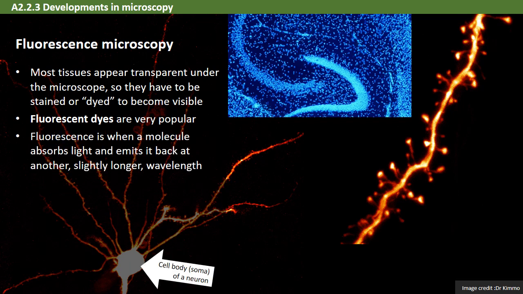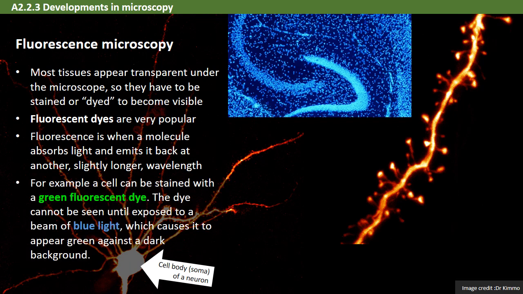Fluorescence is when a molecule absorbs light and emits it back at another slightly longer wavelength. For example, glow-in-the-dark stars that you can attach to your ceiling, that's fluorescence. If a cell is stained with a green fluorescent dye, that dye cannot be seen until it's exposed to a beam of blue light, which causes it to appear green against a dark background. So first you see nothing, then when you turn on the blue light, you see the green fluorescent dye.